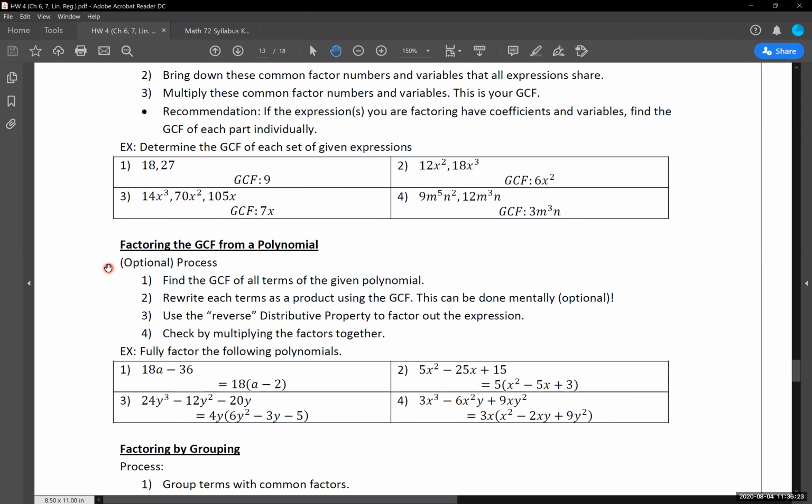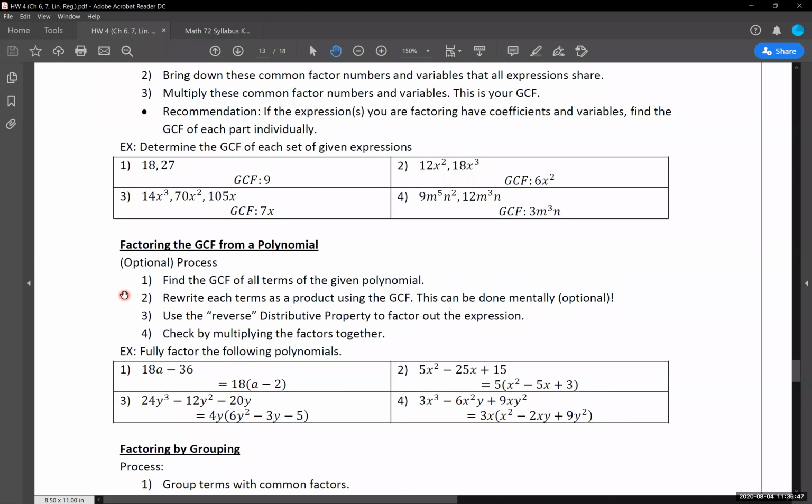So first and foremost with our process, this is, again, optional. You could find others online, but this is the main one that we're going to be working with, at least for this section right now. First and foremost, find the greatest common factor of all terms in the given polynomial. We absolutely must find this. If we don't have this, the rest of this all falls apart.